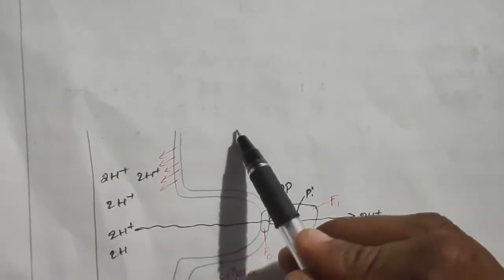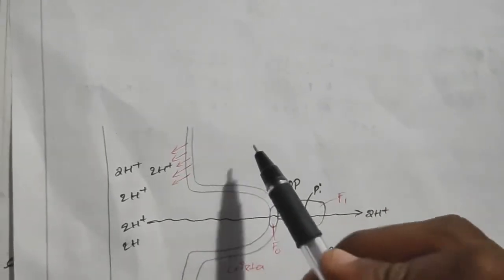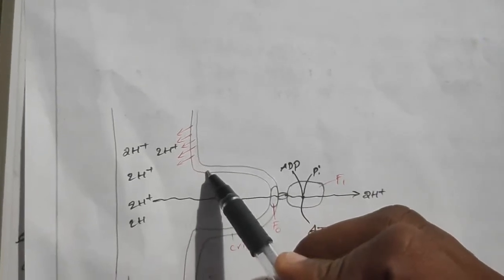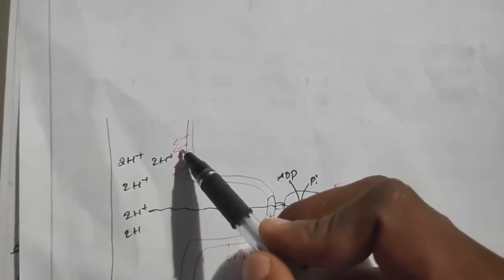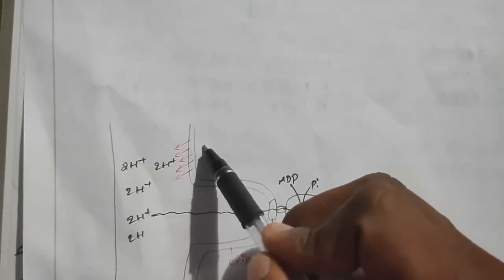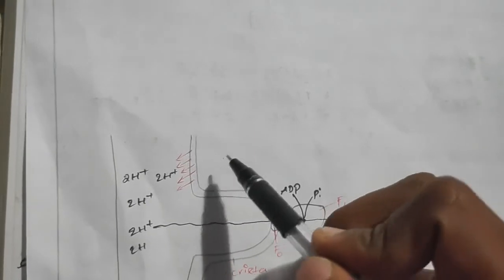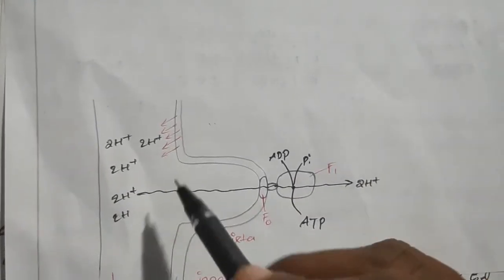pumped in. NADH2 breaks down into two electrons, a proton, and NAD plus. This pair of electrons enters the inner membrane space, and while coming downwards it produces energy. Using this energy, the protons produced by NADH2 come into the outer membrane or intermembrane space.